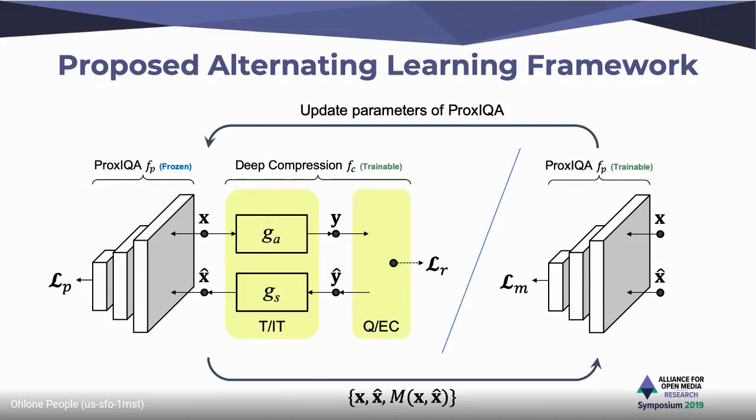So you can imagine that the deep compression network is a chef, and it takes some ingredients, which is the pristine image as its input, and it produces a food. The ProxIQA network is kind of a customer, but when the ProxIQA network eats the food, there's a mysterious song telling him whether this food is delicious or not. And the mysterious song is the true VMAF score that we calculated.